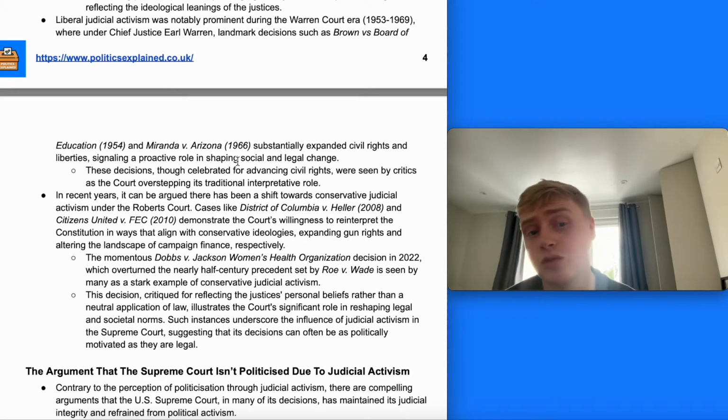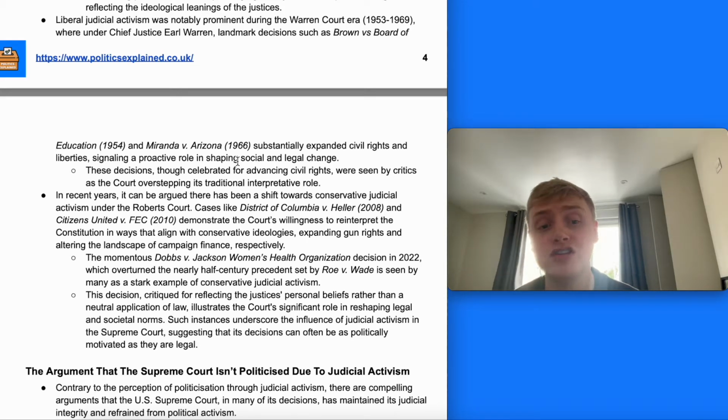In recent years, it can also be argued that there's been a shift towards conservative judicial activism under the Roberts Court. Cases like District of Columbia v. Heller and Citizens United demonstrate the court's willingness to reinterpret the Constitution in ways that align with conservative ideologies, expanding gun rights and altering the landscape of campaign finance, respectively, in ways that overturn previous precedents in the understanding of the Second Amendment and First Amendment, respectively.